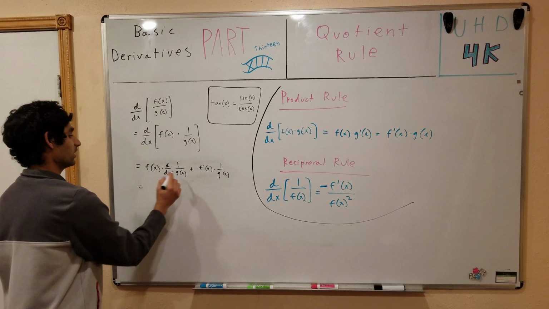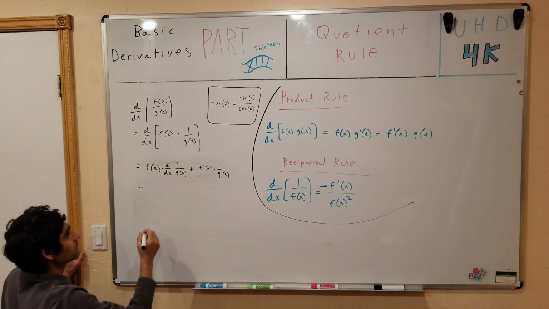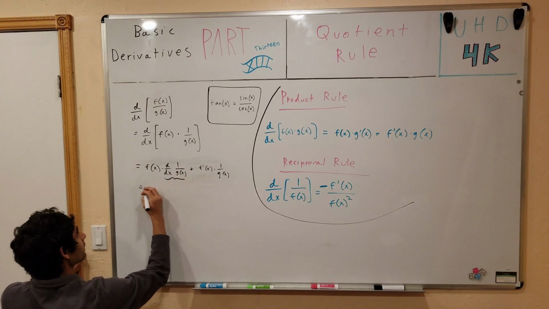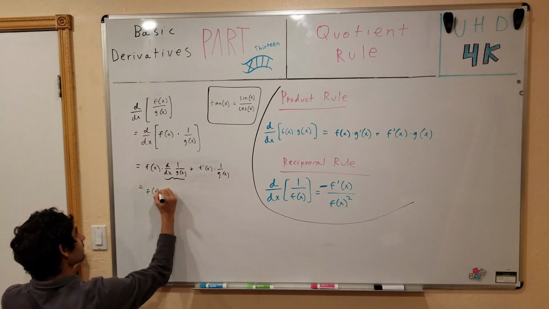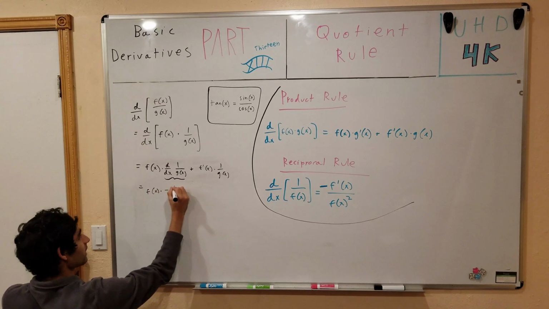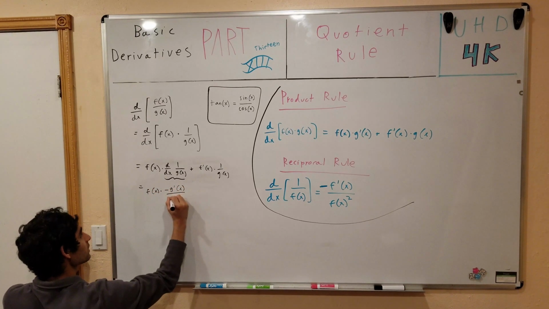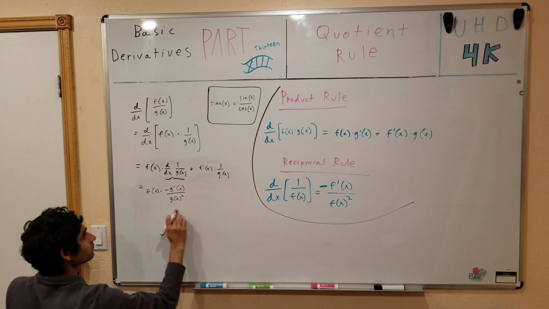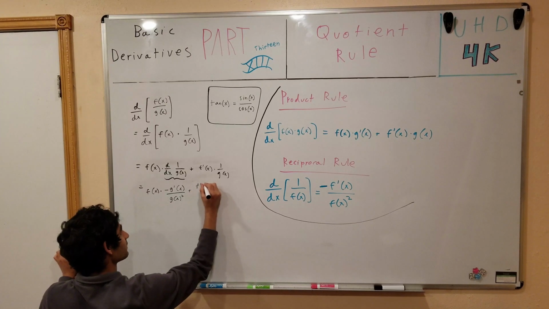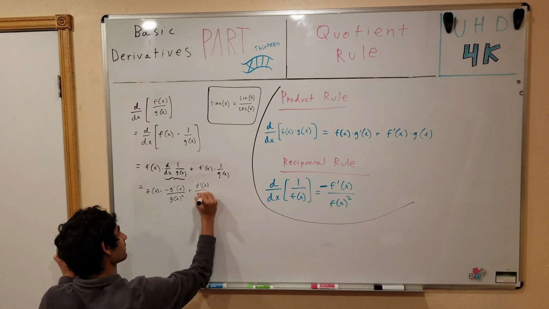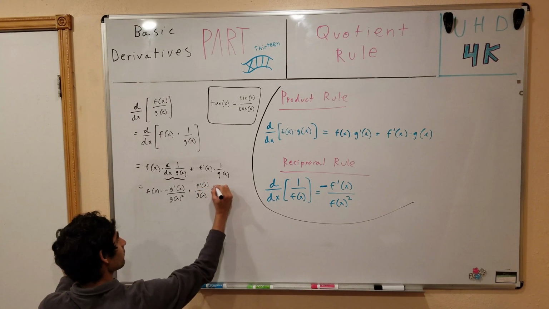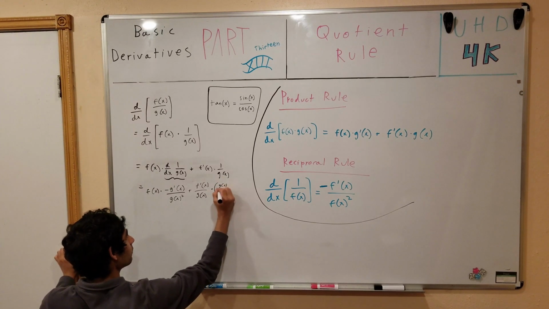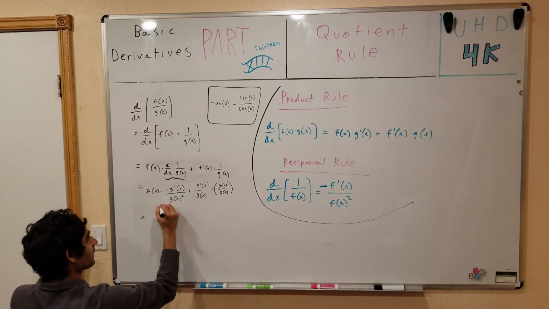And now let's use the reciprocal rule to find out this derivative. So this is now going to be f of x times negative g prime of x over g of x squared, plus f prime of x over g of x. But I'm going to multiply this thing over here by g of x over g of x. Why? So that we can combine these two terms.